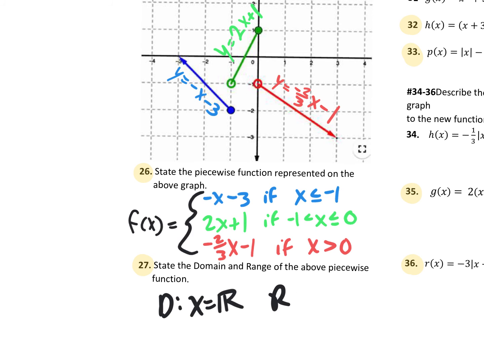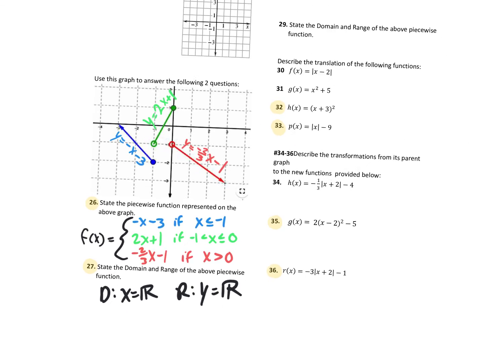How about the range? The range are your y values. Does this go up forever or does it have a maximum point? Some people might see this and think, oh, y is less than or equal to 1. That's not true because this blue line goes up forever. This red line goes down forever. So the range would also be y equals all real numbers. I hope that makes sense.